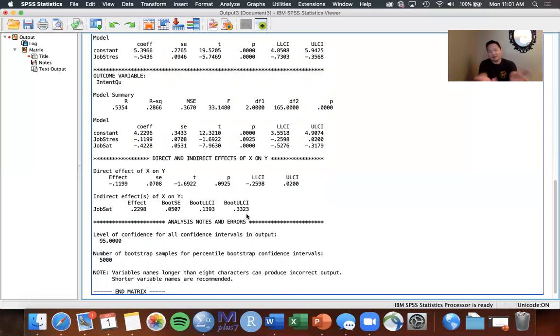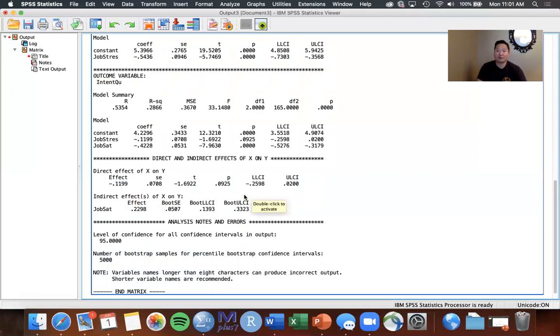This is a great set of results. We have a significant mediated effect. The AB coefficient, or the indirect effect, is 0.2298. The lower confidence interval is 0.1393. The upper confidence interval is 0.3323. We're golden. We're set. And because we got our A, B, and C paths, we have all the information we need to put this in a chart.